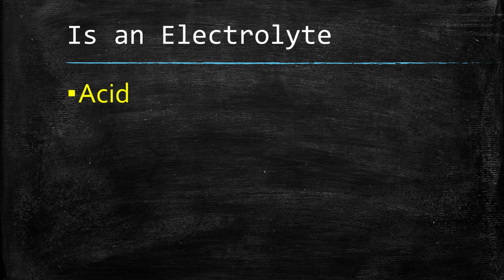Again, an electrolyte is something that will conduct electricity when it is dissolved. Acids are almost always dissolved in water, and therefore they will conduct electricity very, very well. A base can be an electrolyte as well because a base is going to be an ionic compound almost all the time. There are examples where it's not an ionic compound, but it is often an ionic compound, and we know ionic compounds can conduct electricity.